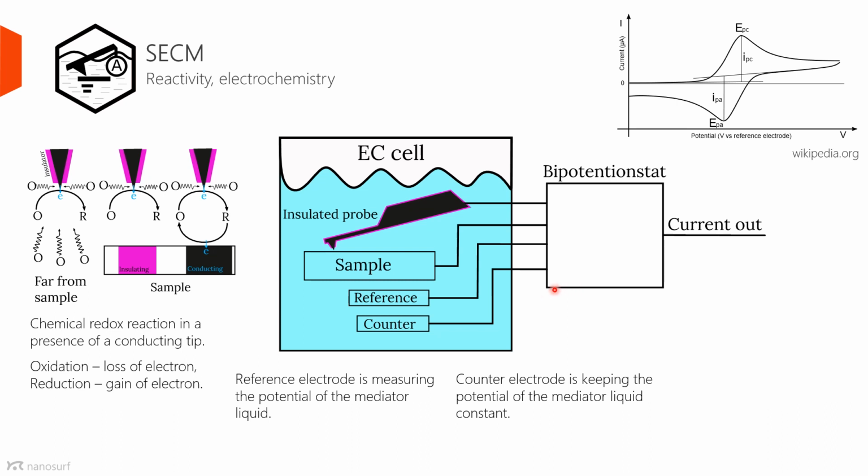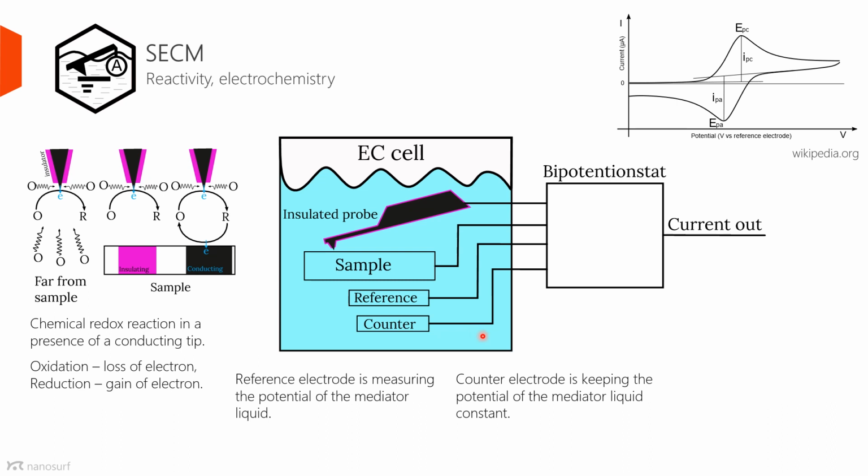The reference electrode measures the electrical potential of the solution, and the tip voltage is applied relative to this reference electrode. And the counter electrode keeps the potential of the reference electrode constant. This is necessary because there is an ongoing reaction in the cell, and without the counter electrode, the potential of the reference electrode would constantly change.